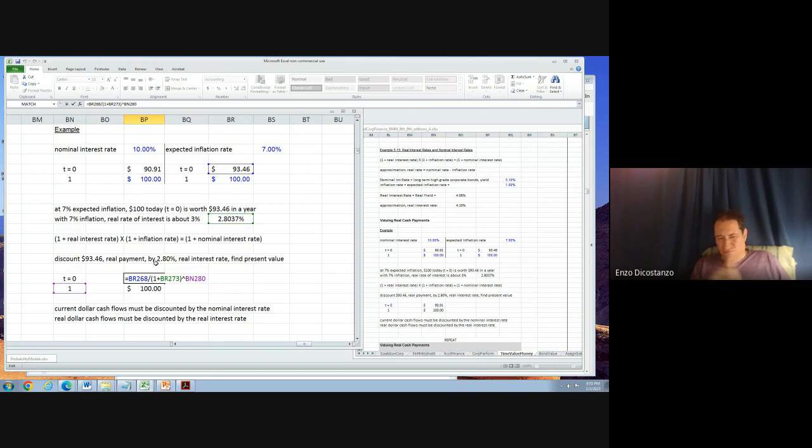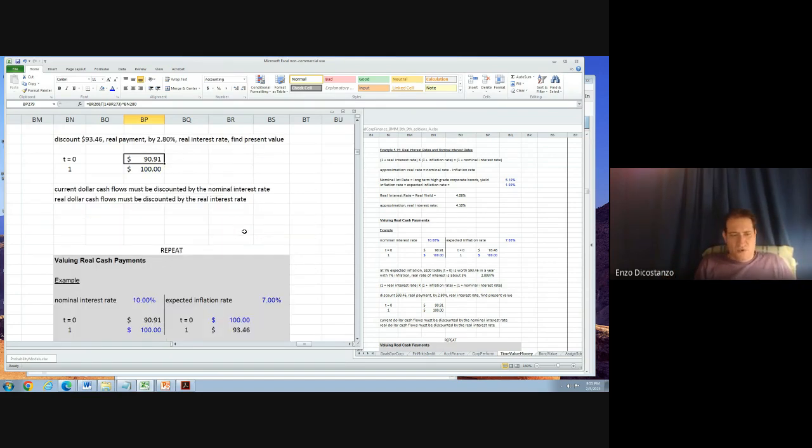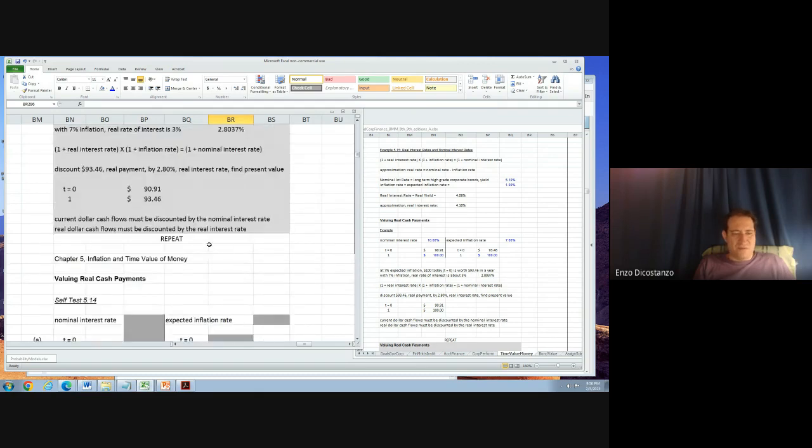I don't run this route. I don't say, let's see how inflation impacts cash, and then we'll apply the real rate, because it almost feels, even though it's not, like I'm doubly inflating it. But you can see you get back to the 90.91, which is really what you're doing. So this is another way. The book does it, but I don't take this route too often. We repeated this for some reason.